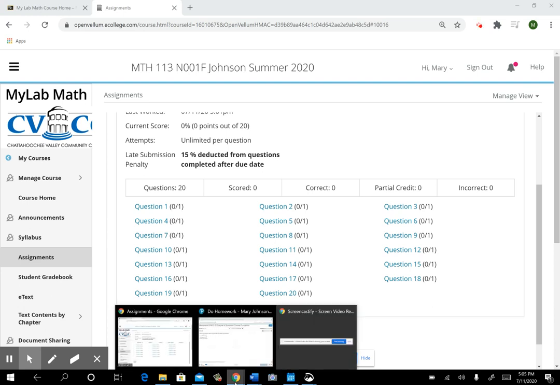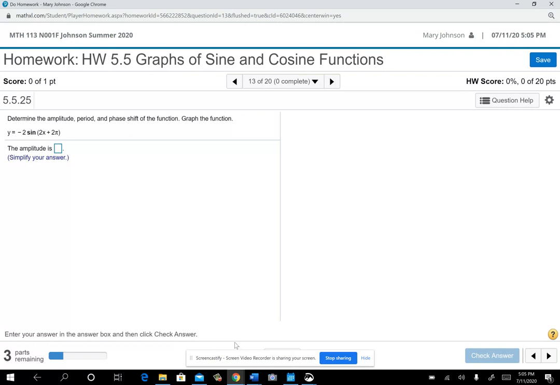In this video, I'm going to go into the homework on graphing and help you with a few of the questions so you understand how to use this graphing tool that's in the MyLab Math program. I'm in the homework on section 5.5. The first problem I thought we'd look at is number 13.